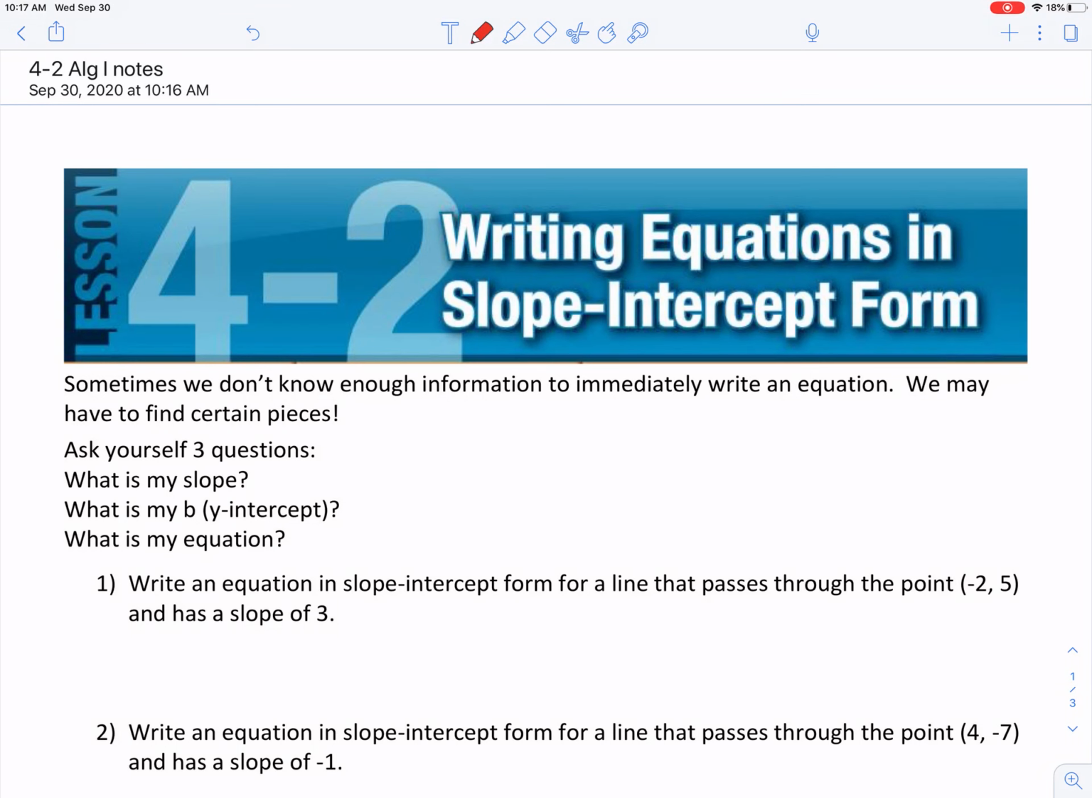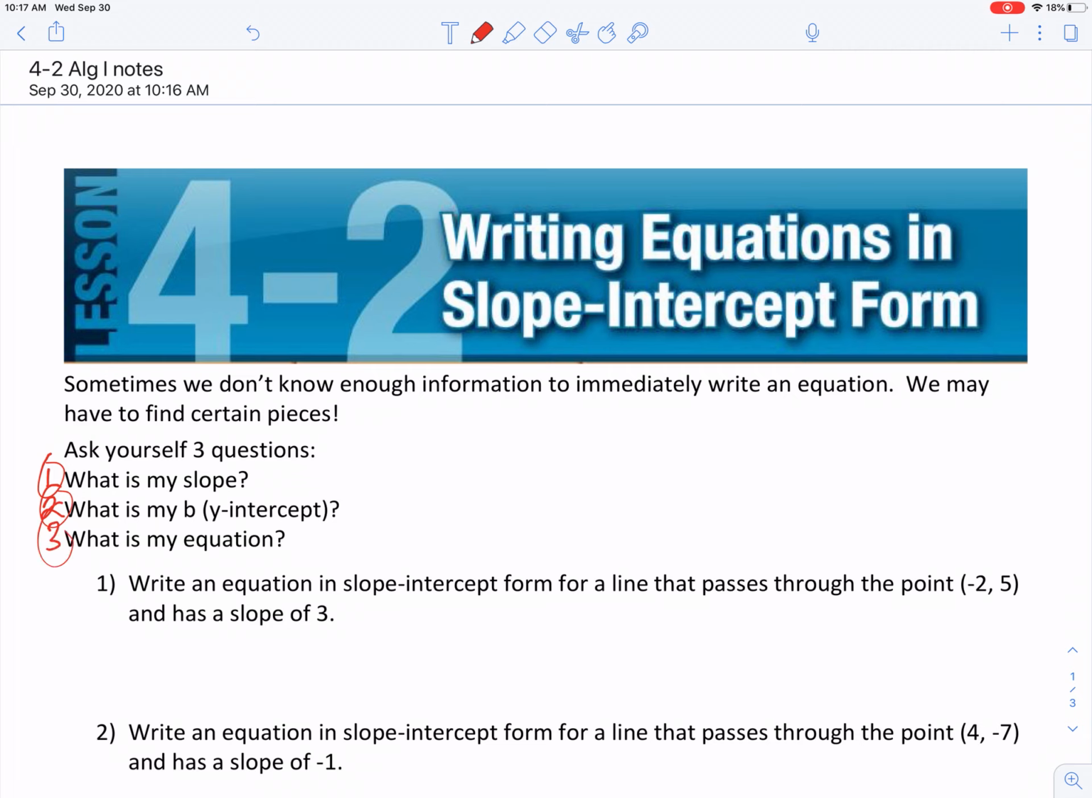So today we're going to get to do some equation writing, still looking for slope-intercept form. And there's going to be 3 questions I'm going to have you ask yourself each time. The first question is going to be, what is my slope? Next, I want you to ask, what is my y-intercept? And finally, what is my equation?